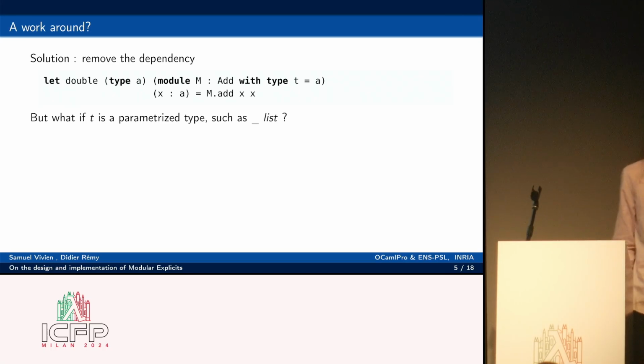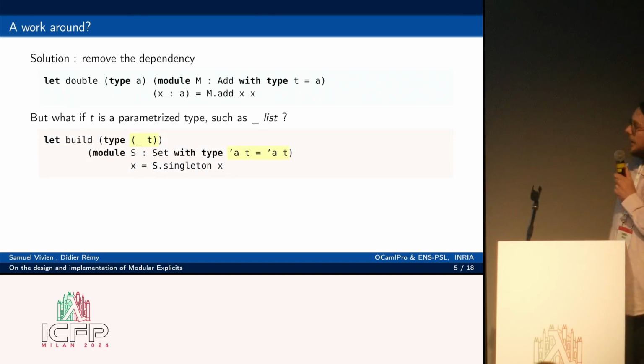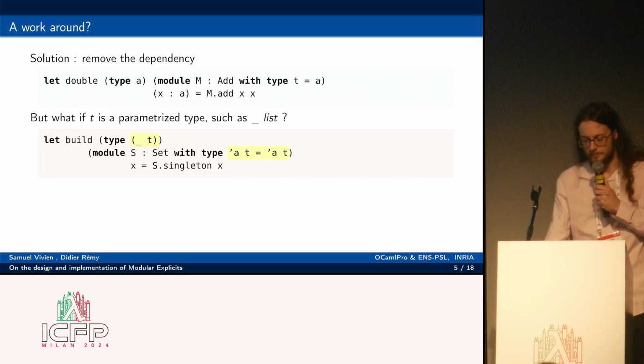However, what happens when I want to do it with a parameterized type, such as list? I'm trying to do the same thing, defining the type with a parameterized type, but the syntax doesn't allow this. And when I'm trying to restrain the signature of set to a parameterized type, it's also not allowed. So I cannot do this, so I'm stuck.